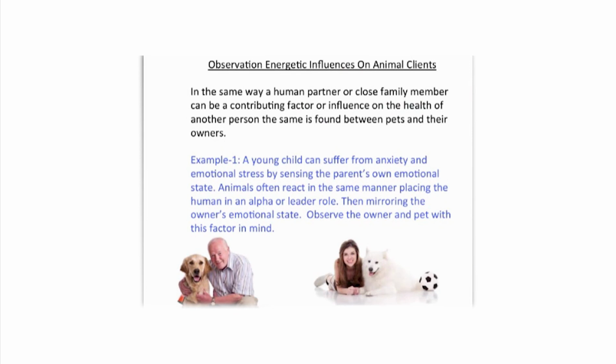Now, in the same way a human partner or close family member can be a contributing factor or influence on the health of another, the same is found between pets and their owners. For example, a young child can suffer from anxiety and emotional stress by sensing the parent's own emotional state. Animals often act in the same manner. The animals tend to place the human in the alpha or leader role. So when there are emotional states occurring with that alpha or leader, often the animal mirrors that situation. So a stressed owner can produce a stressed dog.